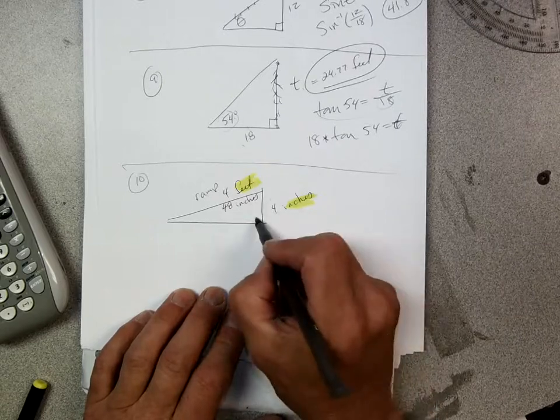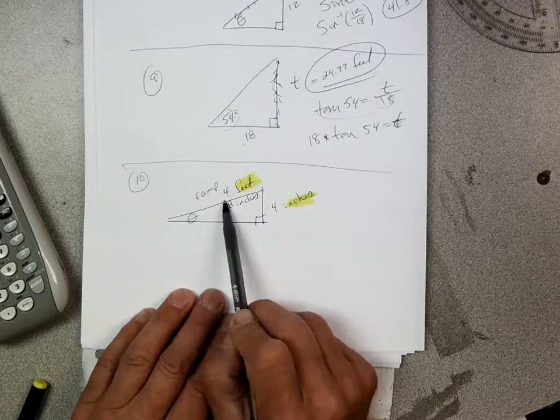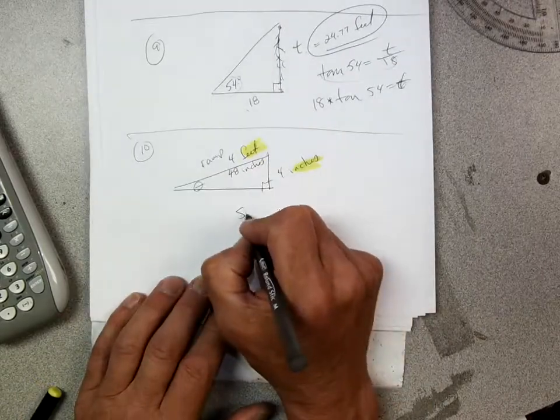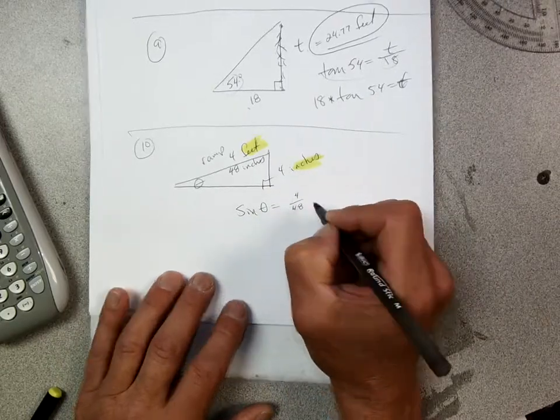So we need the angle of elevation. Here it is. Opposite, hypotenuse. So let's use the sine of theta equals 4 over 48, right?